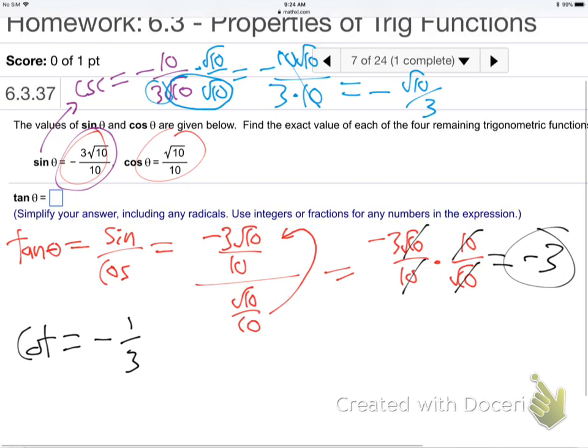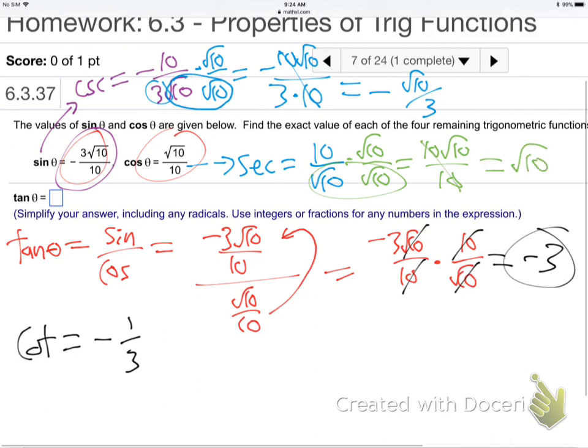And so that's cosecant, and then cosine, flip over cosine, you get secant. Secant, flip it upside down, 10 over root 10. What do we do with the square root on the bottom? Multiply top and bottom by root 10. We get 10 root 10. Root 10 times root 10 is plain 10. These cancel. Root 10.